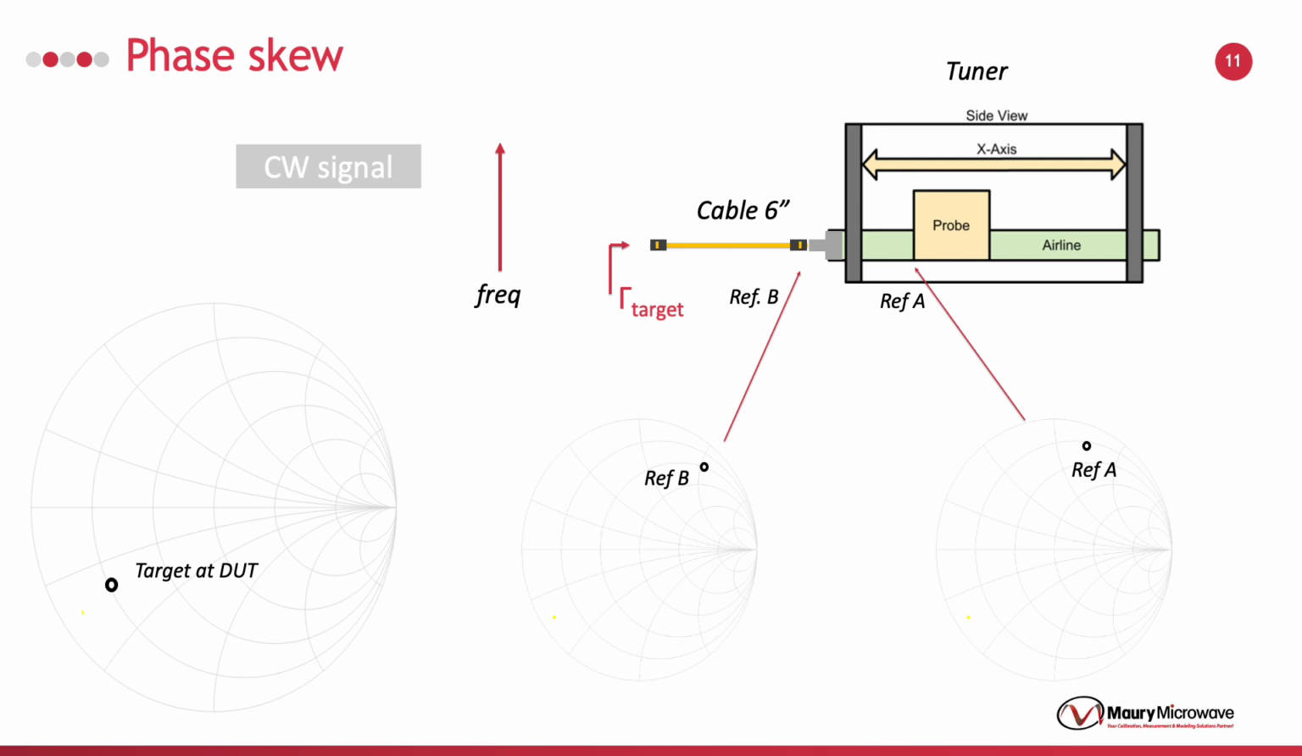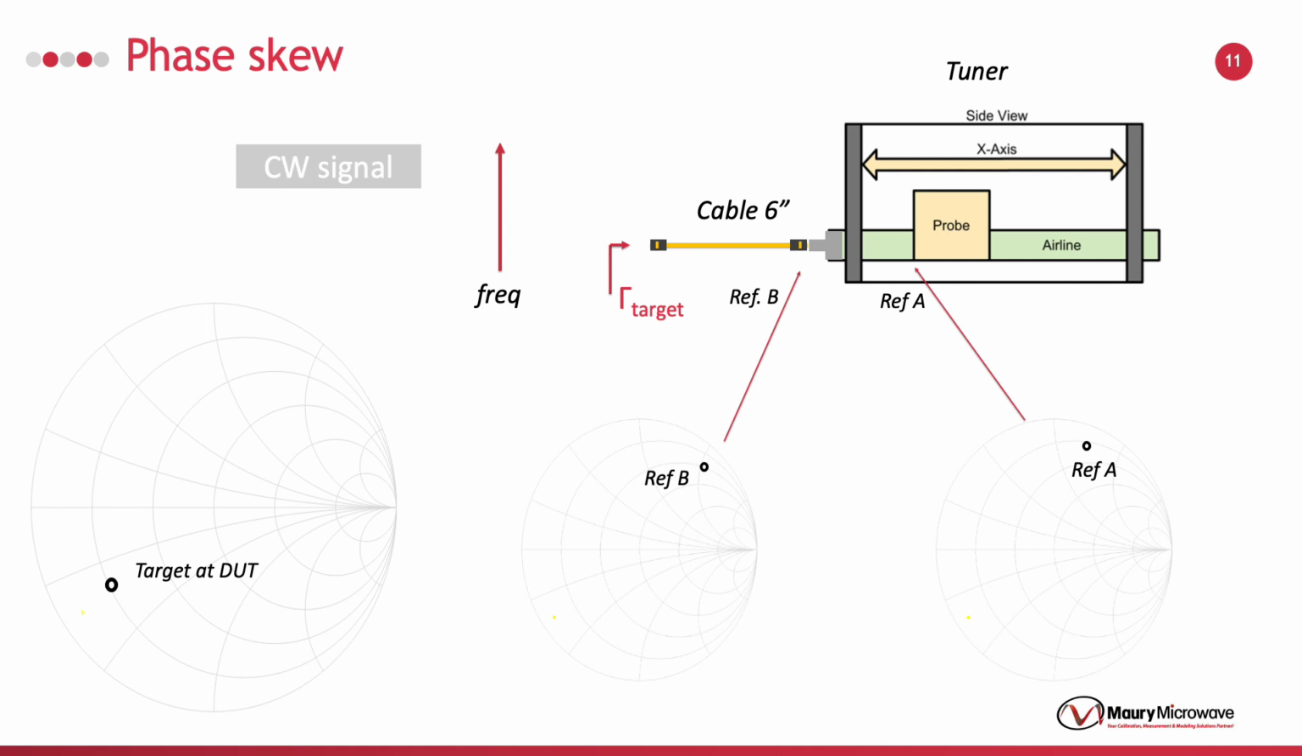Phase skew. To explain phase skew, we will start by explaining how a tuner works with a CW signal. We have a tuner and a cable connected to a DUT. A CW signal is used to stimulate the DUT, and the user wants to set a target gamma at the DUT as shown on the left side of the slide. The tuner and proper software loaded with proper cascaded and tuner files will easily allow you to reach the target.